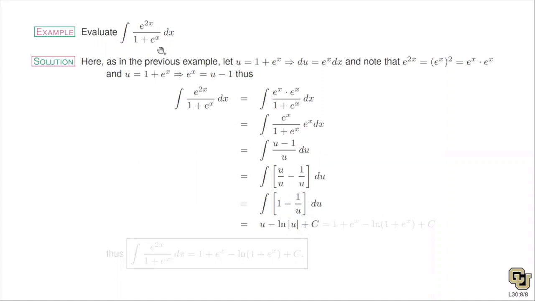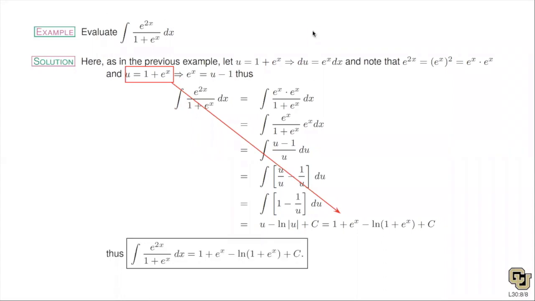Final step here, I'm going to replace the u with 1 plus e to the x, because I want my original answer to be in terms of the original variable of the problem, which is x. So I get 1 plus e to the x minus ln, and here I replace the absolute value with parentheses since I know 1 plus e to the x is positive. So minus ln parentheses 1 plus e to the x plus c. So that finishes that problem.